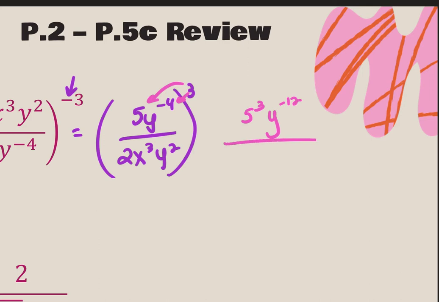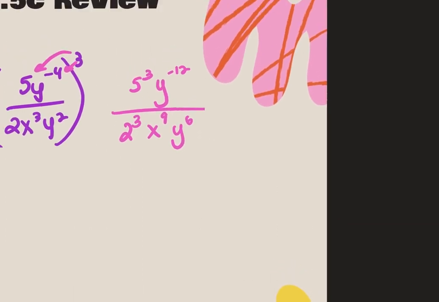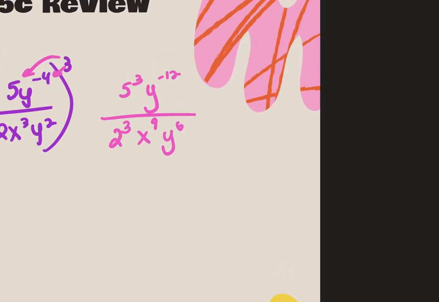So it's negative 12. The 2 gets raised to the third. The x to the third gets raised to the third. So we multiply the 3 and the 3, and we get 9. And then the y to the second gets raised to the third. So we multiply the 2 times 3, and we get 6. So from here, I can simplify the coefficients. 5 to the third would be 125. 2 to the third would be 8.